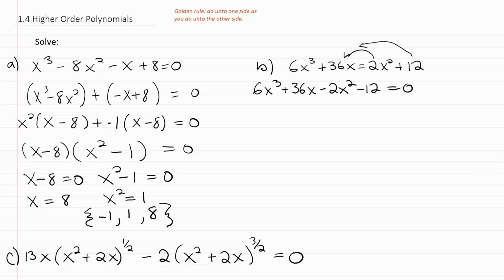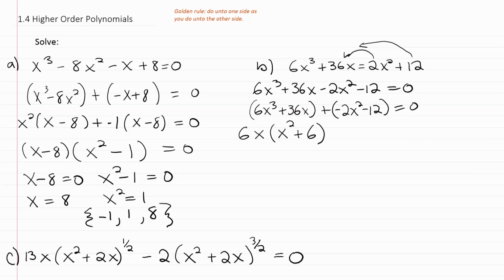Then from here, we're going to try to factor by grouping again. So I'll group the first 2 terms and then the second 2 terms. So I'm going to group 6x to the third plus 36x in one parenthesis. And in the other parenthesis, I'll put minus 2x squared minus 12. From here, the first parenthesis has a common factor of 6x. So I'll pull out 6x outside, leaving me just x squared in the first term. And then 6 goes into 36 6 times, and the x has been taken outside.